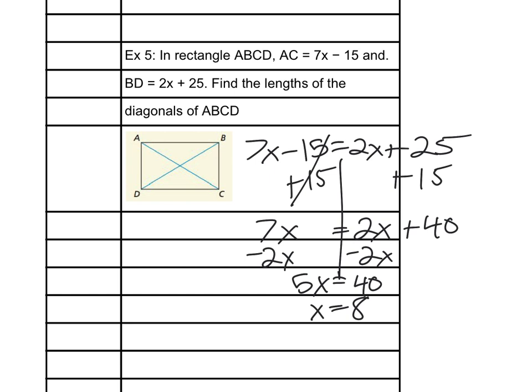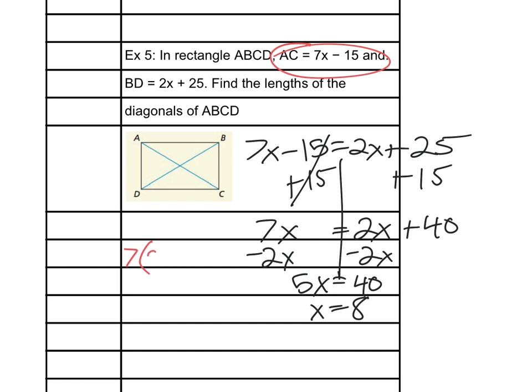If you stop here and that's what you write in your answer, unfortunately, you're going to get it wrong, because it says find the lengths of the diagonal. So we need to take that value and plug it back in to one of the equations. If it was me personally, I would plug it into both to make sure that I did my math right. So for AC here, I'll do this one first.